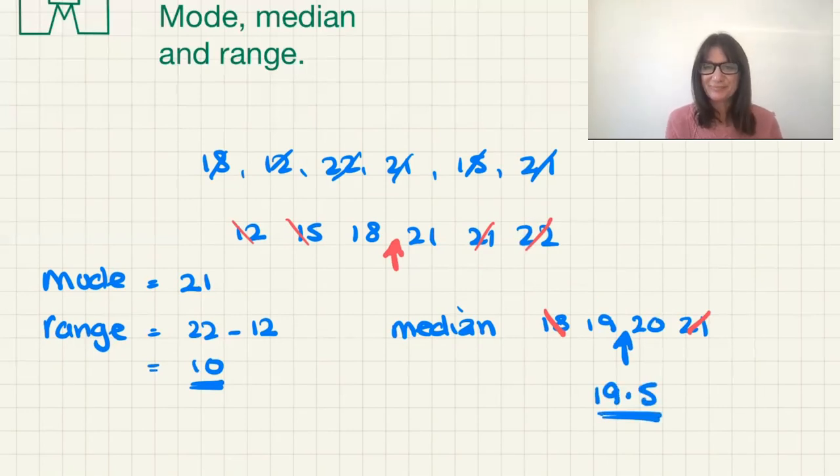Another way of doing that is to just add and divide by 2. But if you haven't got a calculator, that can be quite a tricky piece of maths to do. Whereas actually just writing the list out and carrying on with a second row of crossing off is probably easier. Okay, so they're all the examples that we're going to do.